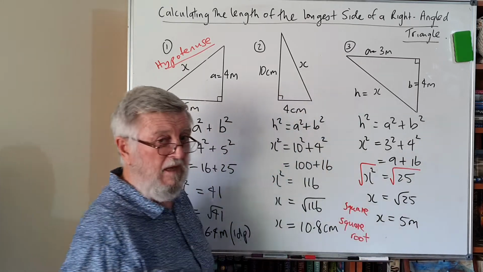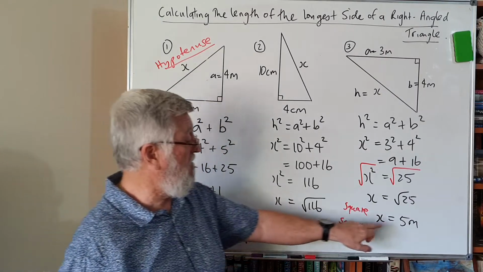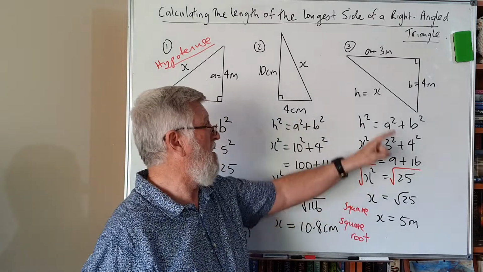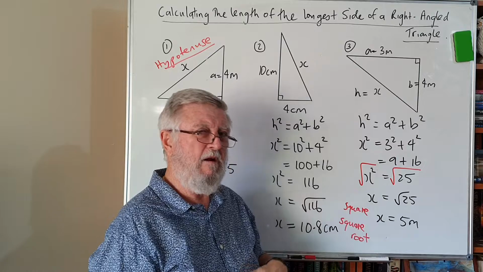And so what's interesting about this one, it turned out to be exactly 5. Not decimals, but exactly 5. And this one is the simplest one that we can possibly make up. 3, 4, and 5, where they're all whole numbers. And there are lots and lots of them.